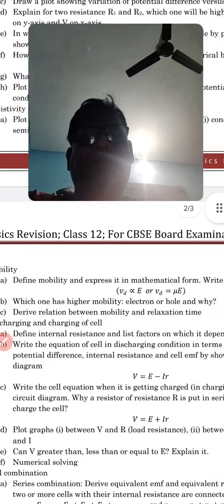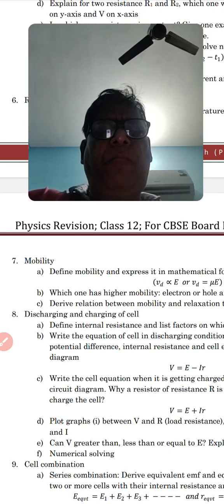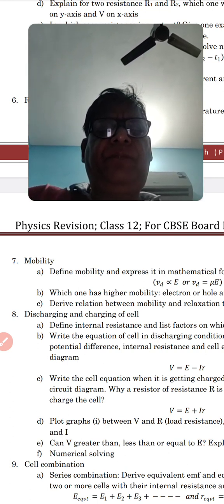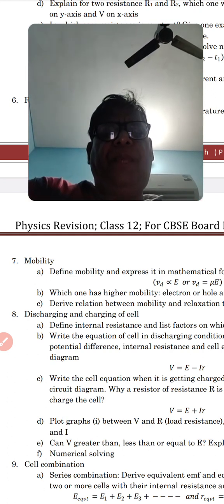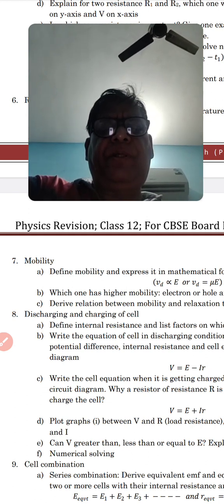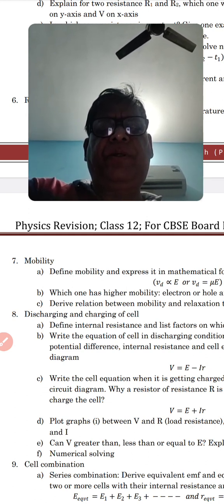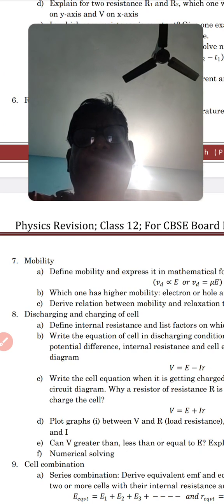Derive the relation between mobility and relaxation time. Mu is equal to Vd upon E. Vd is equal to E tau by m, divided by E. So this is the relation: E tau upon m equals mobility.